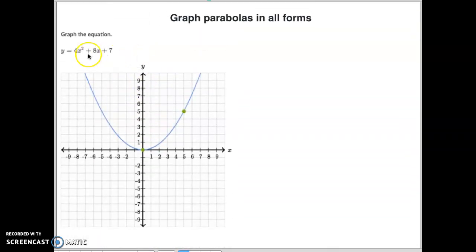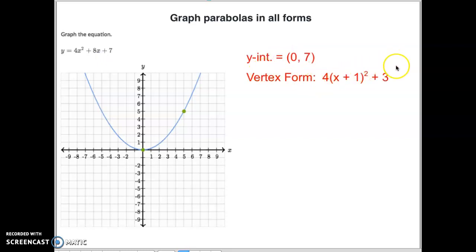So first of all, if it's in standard form like this one, the nice part is it gives you the y-intercept and it's very simple. So you know it's going to be plus 7. The only thing you need to do to really get this one is turn it into vertex form, which I've done right here. When you turn it into vertex form, you know your vertex here is going to be -1, +3.